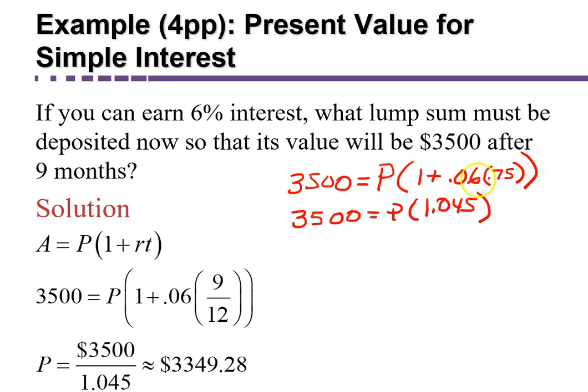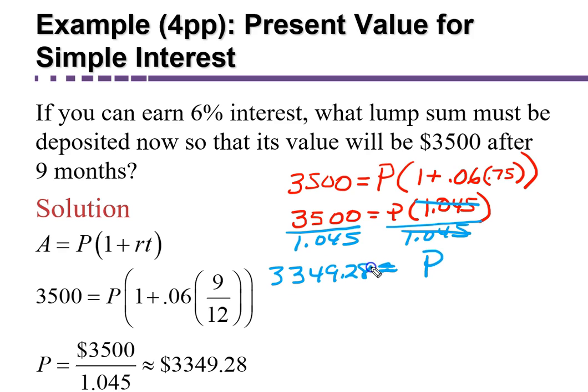So what I did is I multiplied these two decimal fractions, and that was 0.045, added 1 to it, and I got this. Now, to solve the equation, I'm going to divide both sides by 1.045. And then I get P on this side, since this cancels out. And when I do this division, I get approximately, because I had to round off a little bit, $3,349.28.